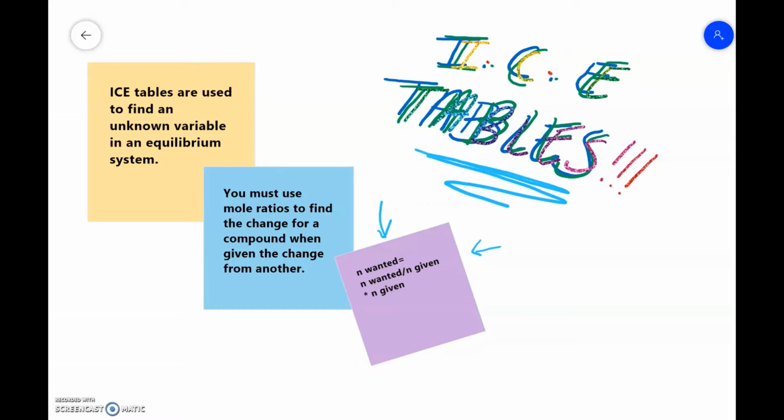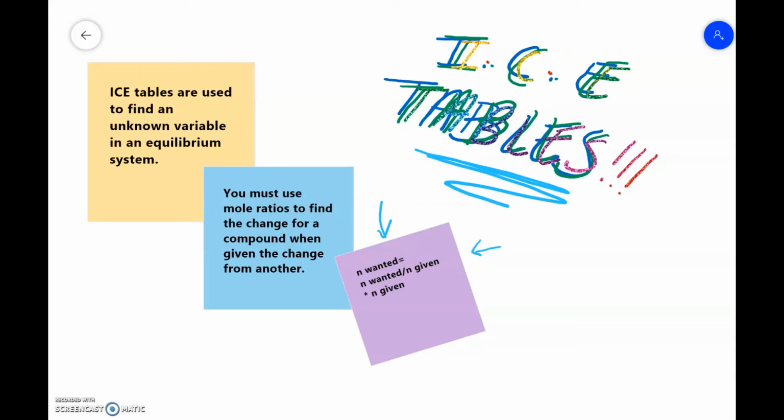Hi everyone, I'm going to be going over an ICE table problem with you so you get the hang of how to solve your ICE table problems. You will definitely encounter this in Chemistry 30, and I hope you do a bunch of practice problems that help you prepare. So just some reminders, ICE tables are used to find an unknown variable in an equilibrium system.